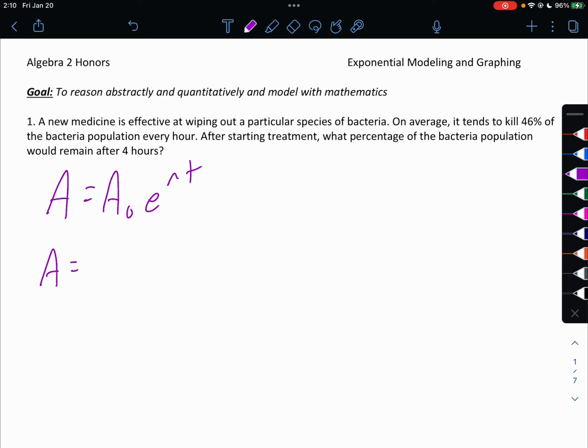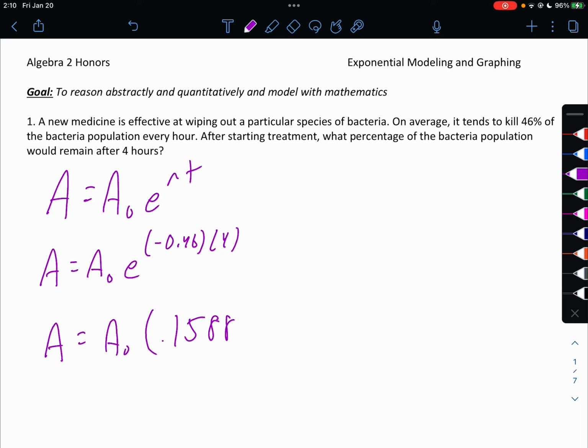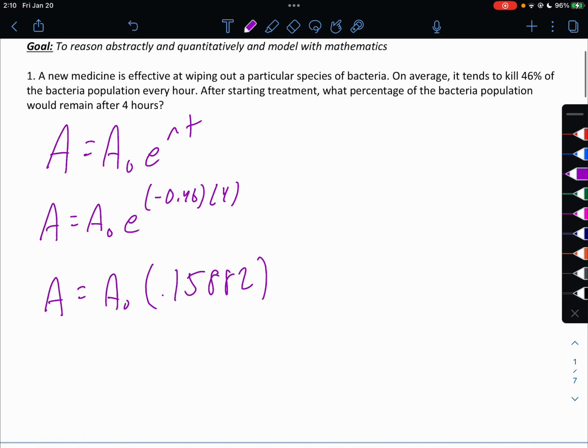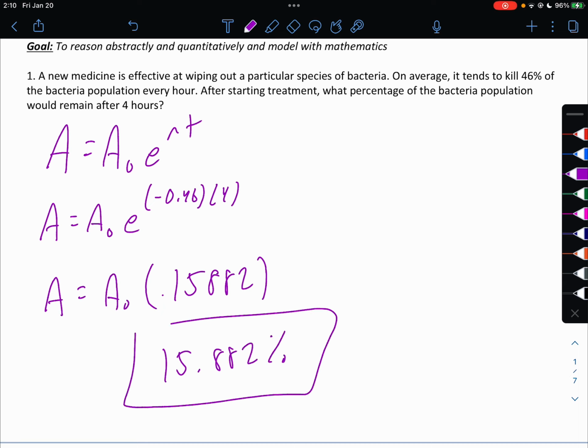What we do know is our R is negative 0.46 and our T is 4. So that's all we really need here. We can go to our calculator and type in negative 0.46 times 4 and go e to that power. And we're going to get this: A equals A sub 0 times 0.15882. Which means that 15.882% of the original bacteria would still be left after 4 hours.